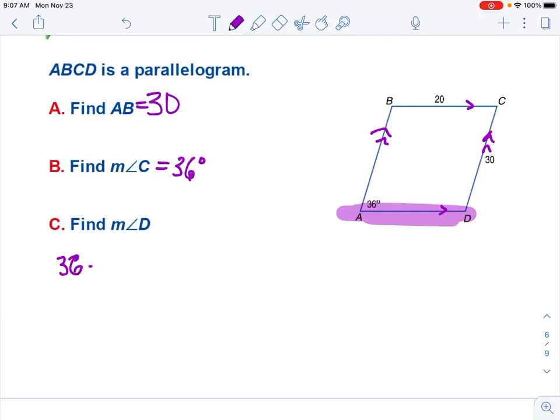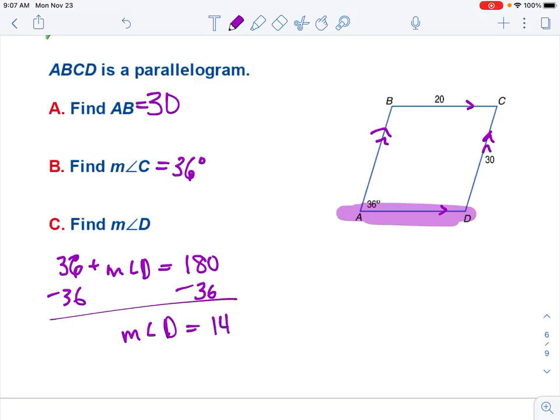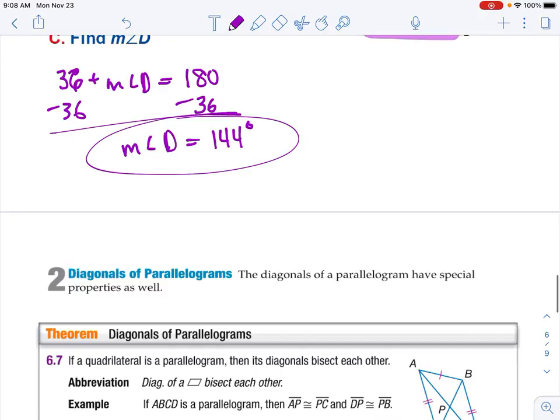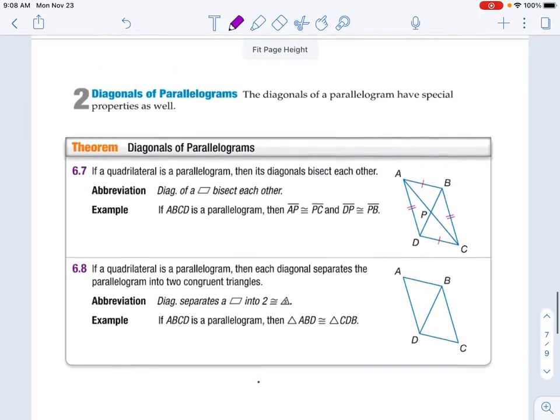And if we are trying to find the measure of angle D, it is consecutive to A, so you just take 36 plus the measure of angle D equals 180. So 180 minus 36 is equal to the measure of angle D, which is 144 degrees. Hopefully that makes sense. It's just based on those theorems and how the sides and angles are related in parallelograms.